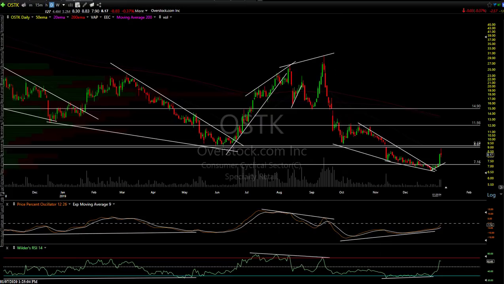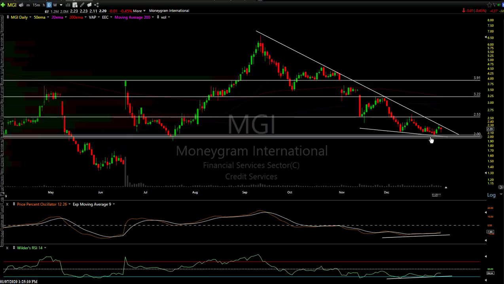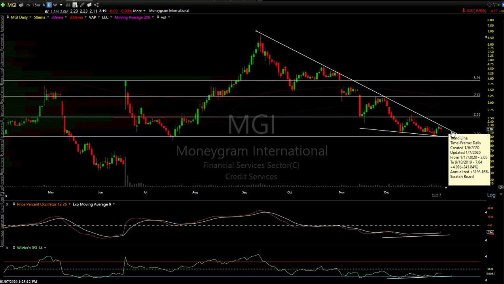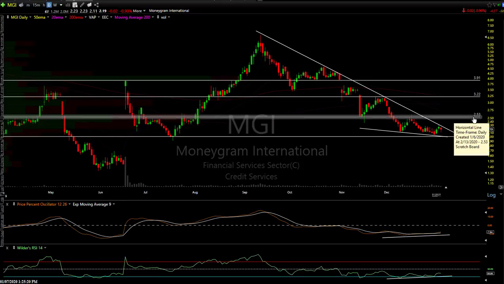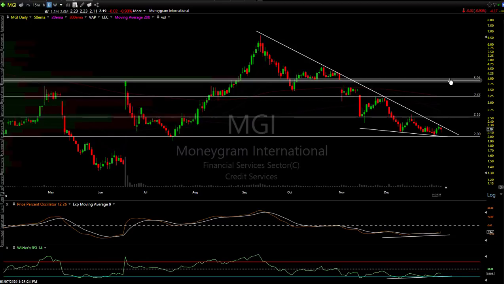And the other one I mentioned was MoneyGram, passed along by a member. This one's pending a breakout here, so we don't have a buy signal yet. We're still below trend right there. There's a trend line. Look for an impulsive break above here. First target, resistance level 2.53. Break above there should open the door to 3.22 and then 3.91.